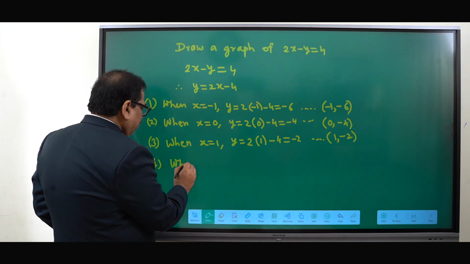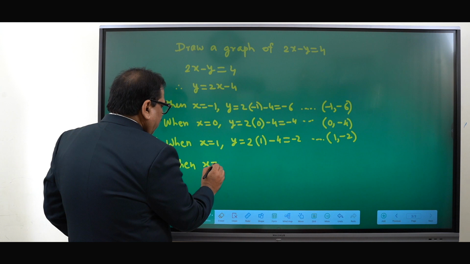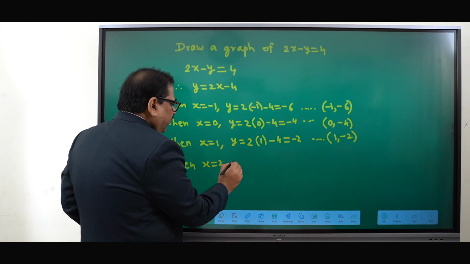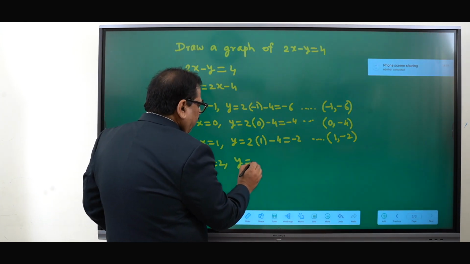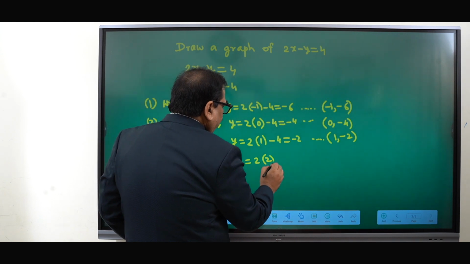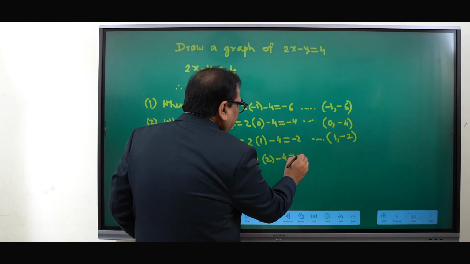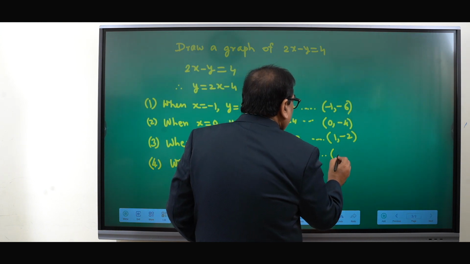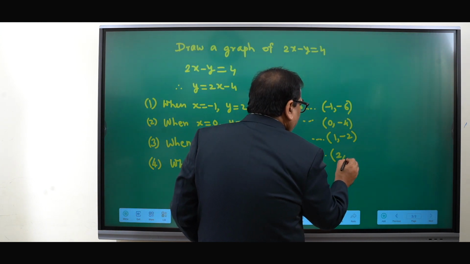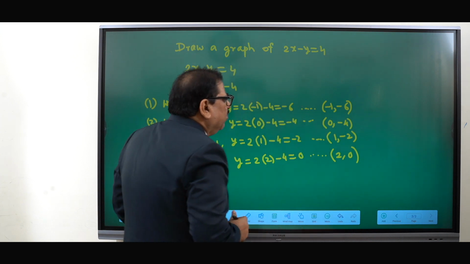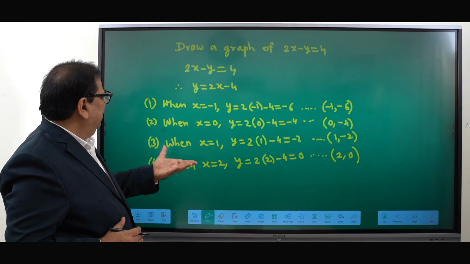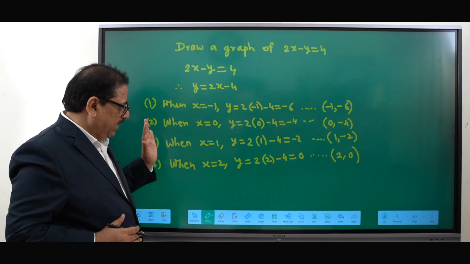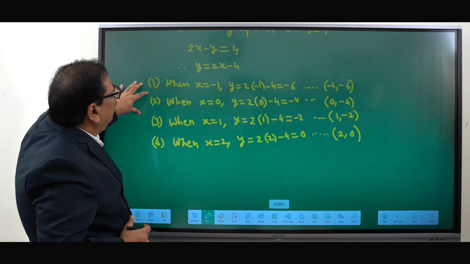So, take the fourth. When x is equal to 2, y is equal to 2 into 2 minus 4, which is equal to 0. And therefore, (2, 0). So we got 4 points. We have made proper calculations for it.